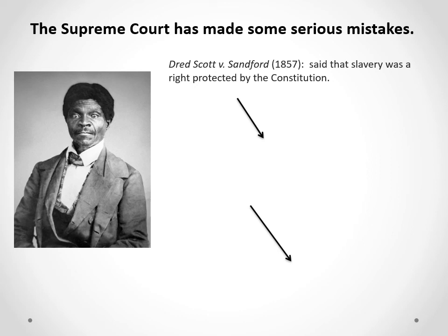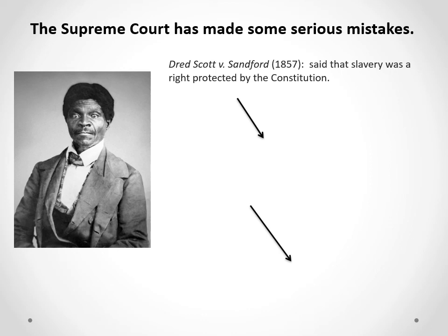Slavery is a basic right protected by the Constitution, and the Constitution does not protect slaves. This was a wrong reading of the Constitution. This decision was wrong on multiple levels. Okay, obviously, it was a morally wrong decision. It was also a legally wrong decision.